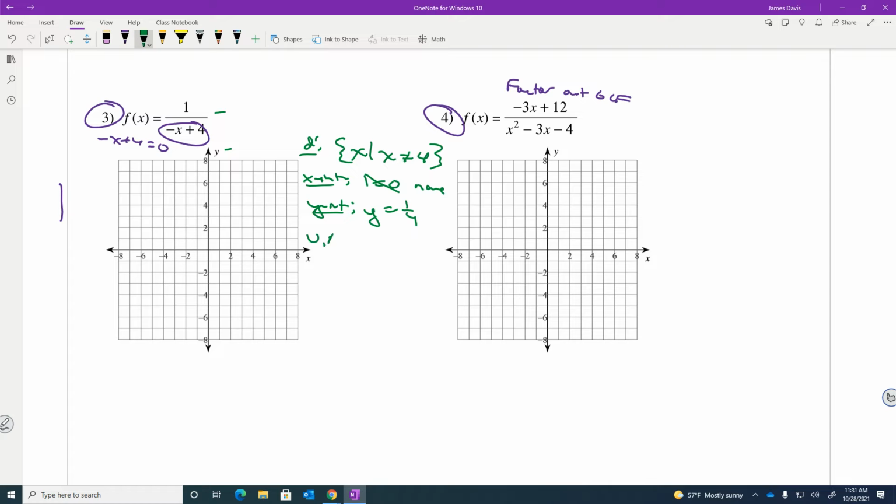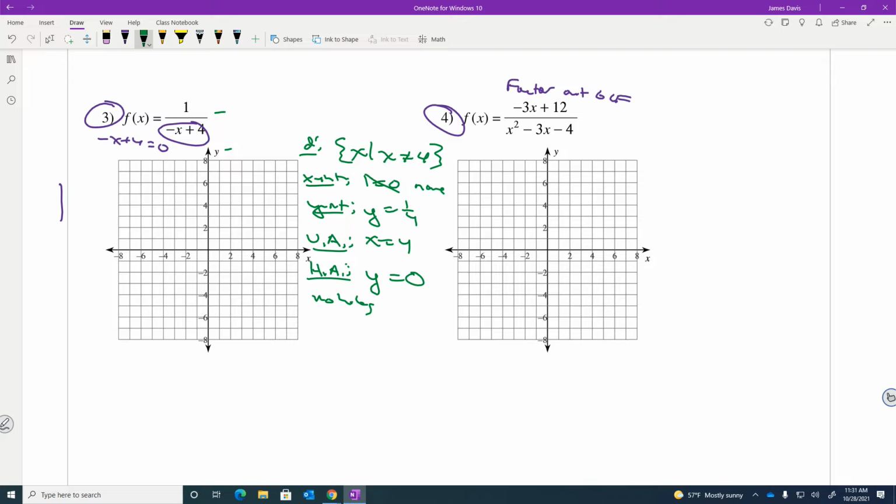For our vertical asymptote, zeros of the denominator that are also zeros of the numerator. That's just 4. X equals 4. Horizontal asymptote. Look at the powers. The bigger power is on the bottom, right? So that's going to be y equals 0. Anytime the bigger power is on the bottom, it's just y equals 0. And there are no holes. When everything cancels, no holes.